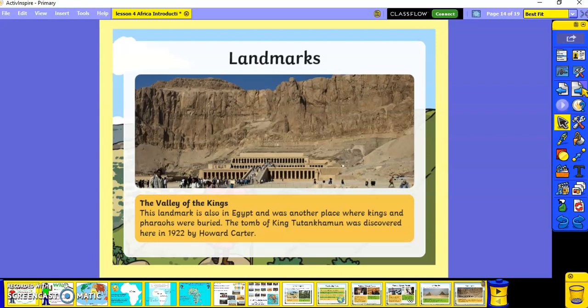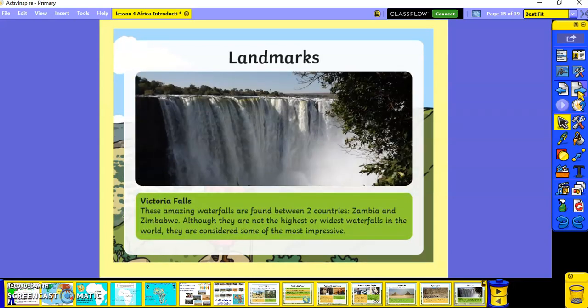We've got the Valley of the Kings, which is also in Egypt and is another place where kings and pharaohs were buried. The tomb of Tutankhamun was actually discovered here in 1922. So that was 99 years ago that was discovered. Then we've got Victoria Falls, which is an amazing set of waterfalls and is actually between 2 countries.